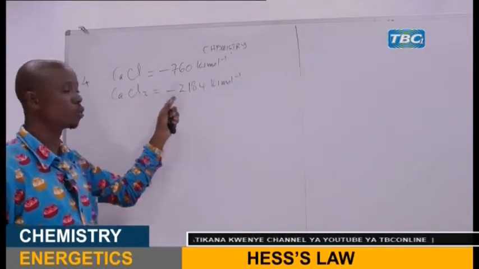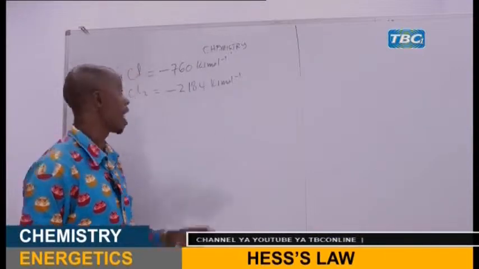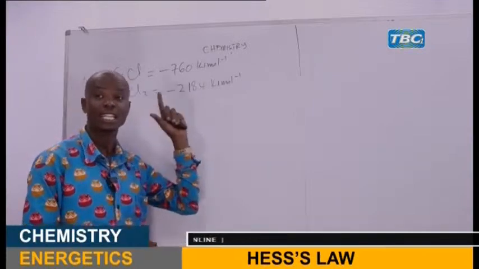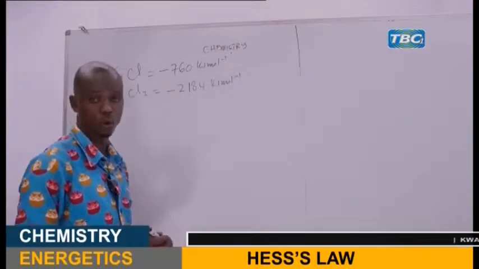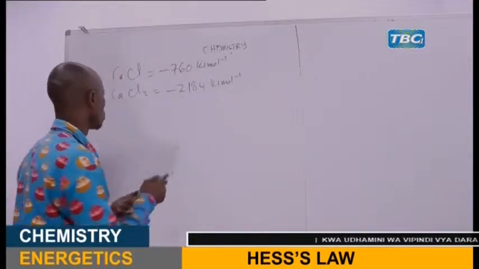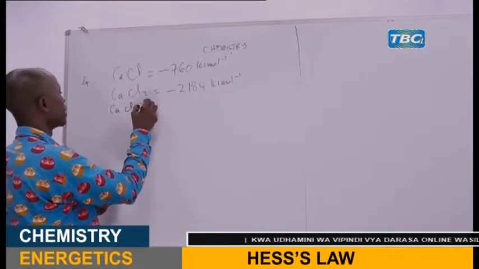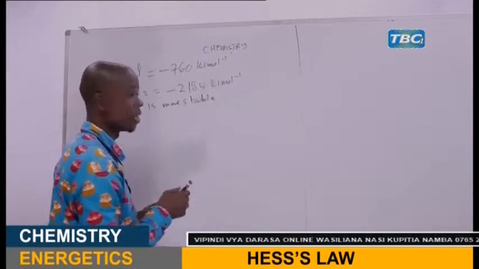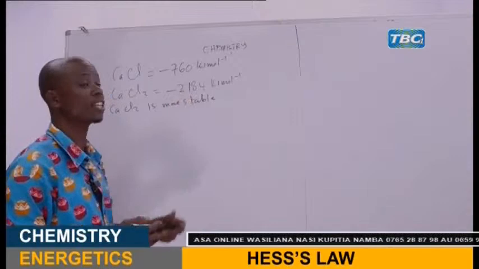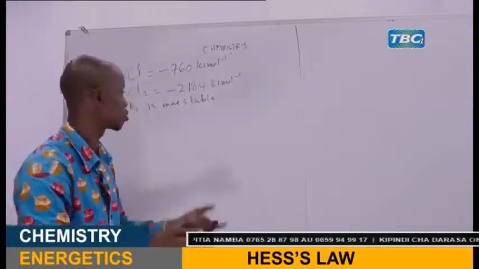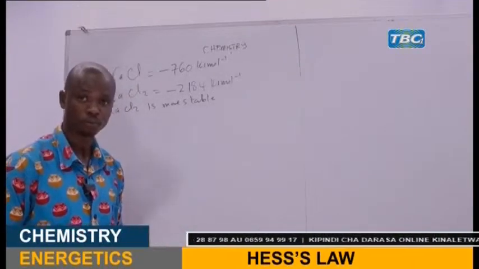So this calcium 2 chloride will be more stable compared to calcium 1 chloride, because a large amount of energy is released when forming this compound. So it is very simple when you are dealing with these problems. Calcium 2 chloride is more stable. The reason is that it is a highly exothermic compound, because it is formed with a large amount of energy released, so it is energetically favorable.